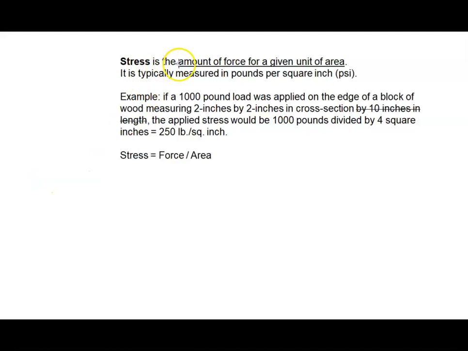Okay, so stress is the amount of force for a given unit of area. We talked about that, going back to the cross-section. The cross-section is typically measured in pounds per square inch. So for example, a 1,000-pound load is applied to the edge of a block of wood measuring 2 by 2 inches in cross-section by 10 inches in length, and the applied stress would be 1,000 pounds divided by 4 square inches.